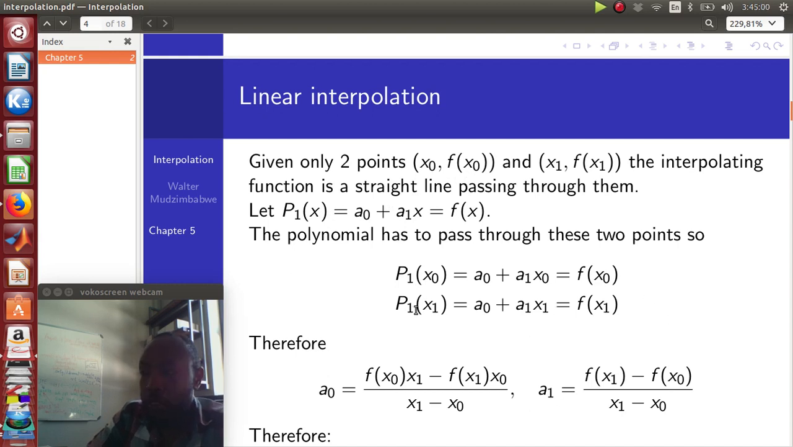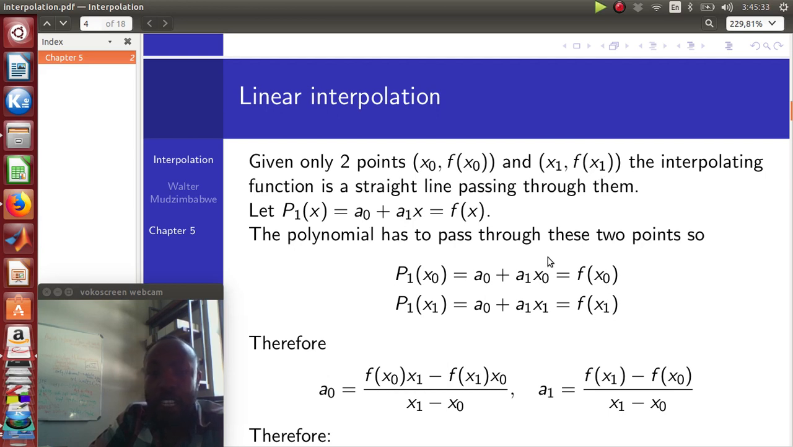The same thing happens with x1. We're going to substitute x1 in this polynomial. This is what we get, a naught plus a1 times x1. Again, the value at x1 for this polynomial should also be the same as what we have from the data. So in other words, when we do the substitution at x1, it should be the same as the data point at x1, which is this.